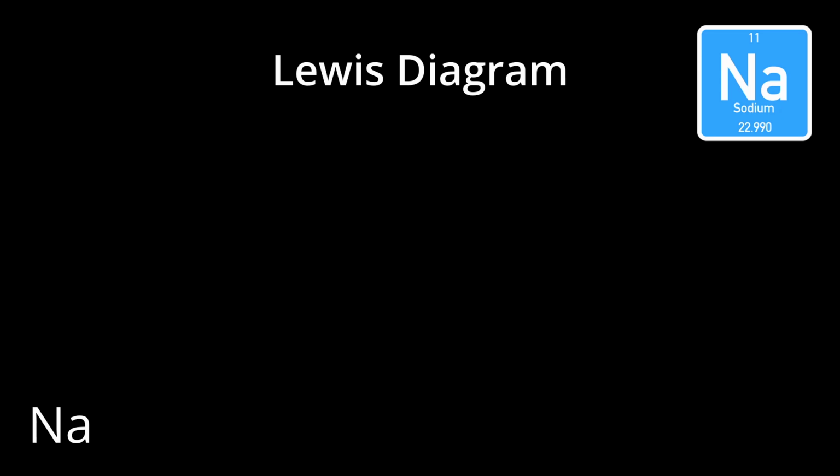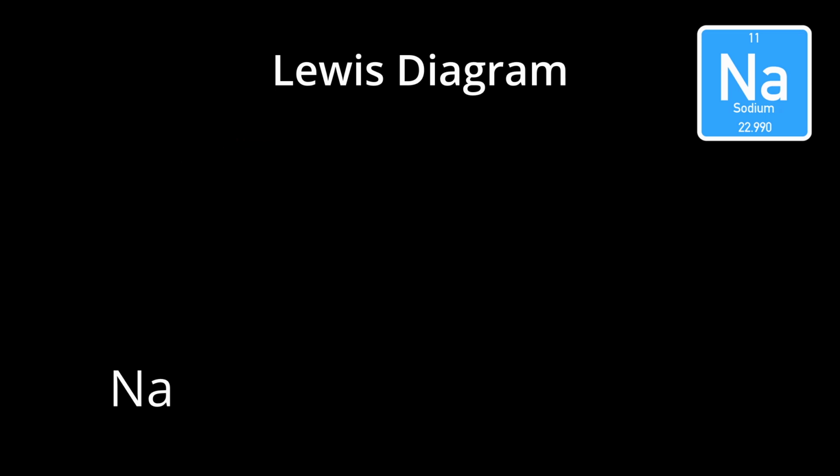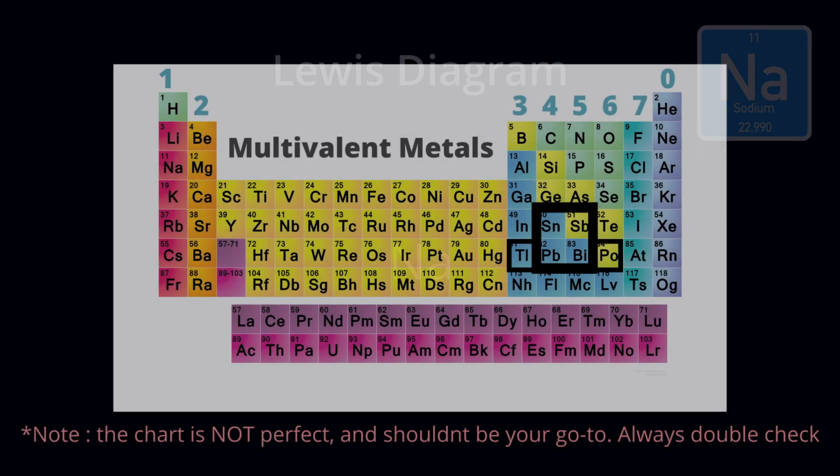Next, identify the number of valence electrons. As we just discussed, sodium has 1 valence electron. You can easily tell the amount of valence electrons that an element has by simply looking at its group. Use this chart as it might be helpful.